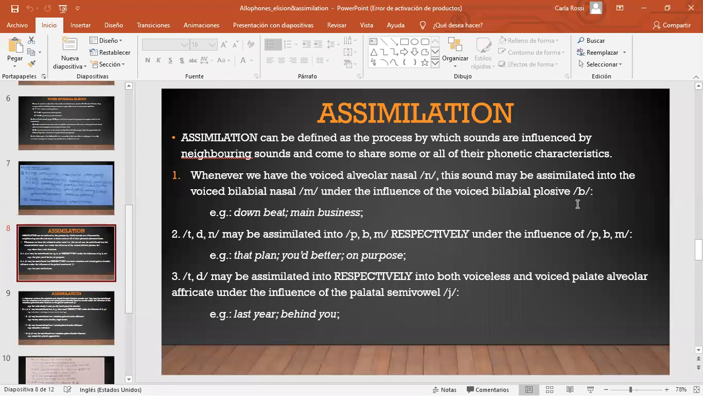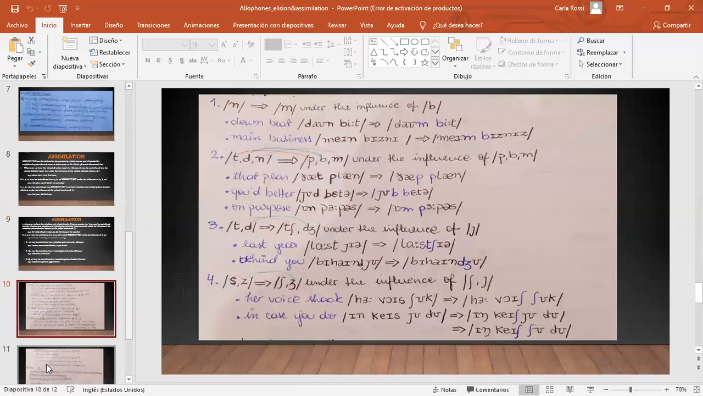Why? This is bilabial. This is bilabial as well, but it's nasal. So this alveolar nasal becomes a bilabial nasal because it's next to another bilabial sound. So for example, this set of words, instead of saying down beat, it becomes down beat with a bilabial nasal instead of an alveolar nasal. The same for this main business. We can see that in the examples.